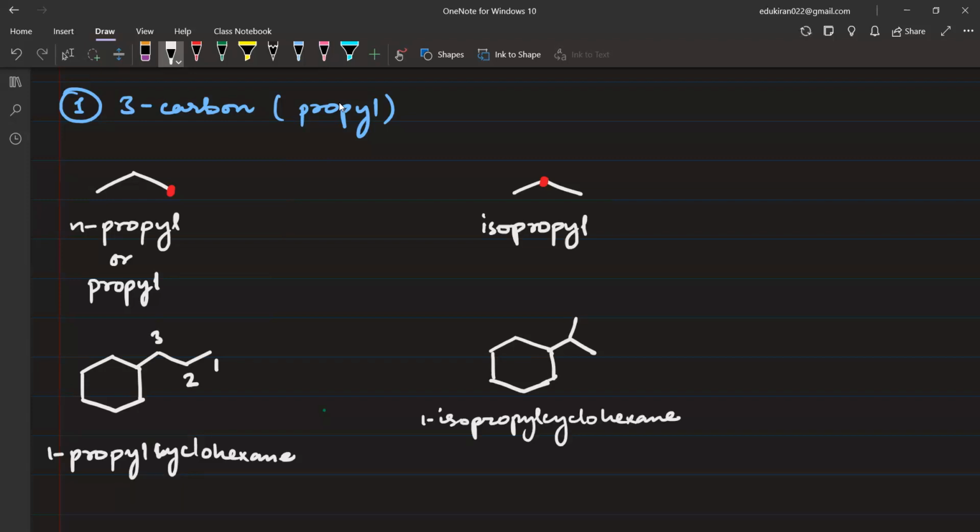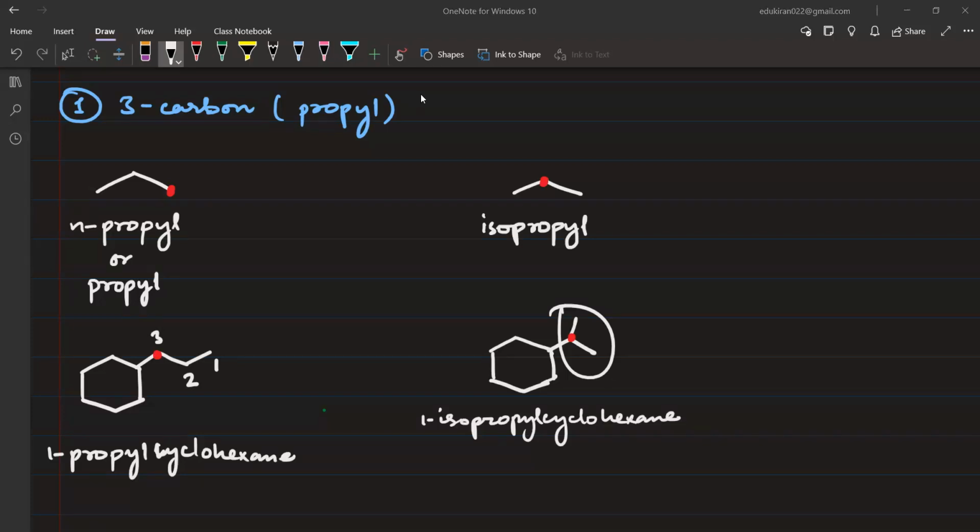All of you understood this? Yes or no? Please tell me. I hope this is not very tough. You can see isopropyl, right? What is the substituent? Here you have the substituent like this: 3 carbon atoms attached with this middle carbon.